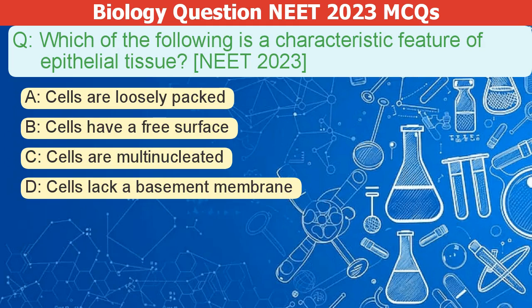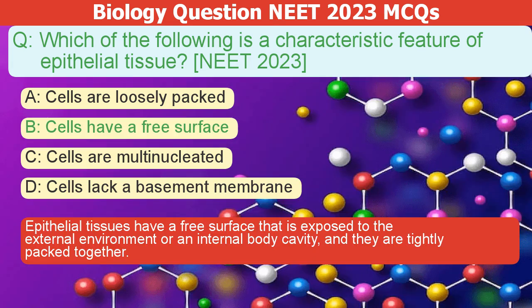Which of the following is a characteristic feature of epithelial tissue? NEET 2023. A. Cells are loosely packed. B. Cells have a free surface. C. Cells are multinucleated. D. Cells lack a basement membrane. The correct answer is B. Epithelial tissues have a free surface that is exposed to the external environment or an internal body cavity, and they are tightly packed together.